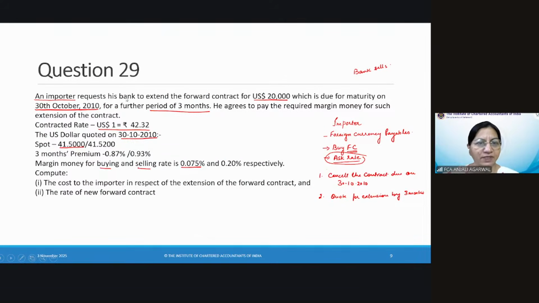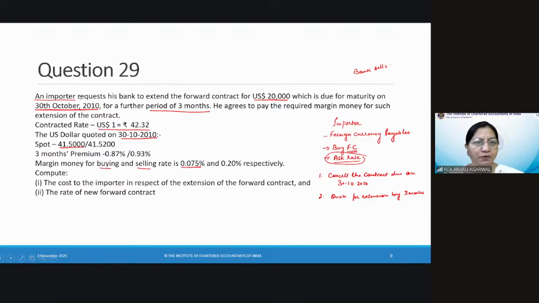Importer has requested the bank to extend the forward contract for US dollar 20,000 due for maturity on 30th October 2010 for a further period of 3 months. So when a customer requests for extension, two things happen. One, the original contract has to be cancelled and a new quote for the extended period has to be given. So the first thing is we will cancel it on 30th October.